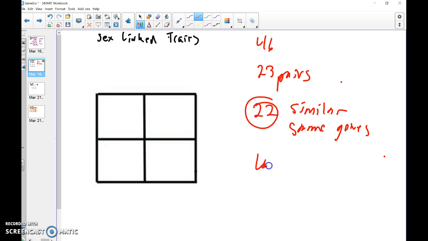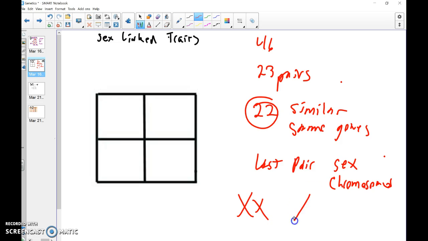But the thing is, that's 22. The last pair are known as your sex chromosomes. And they're important because if you're a female, they're just XX, and it's no big deal. They're the same as your other 22 chromosomes. But if you're a male, they are X and what we call the Y chromosome, which is actually much smaller and has much less genetic information on it.